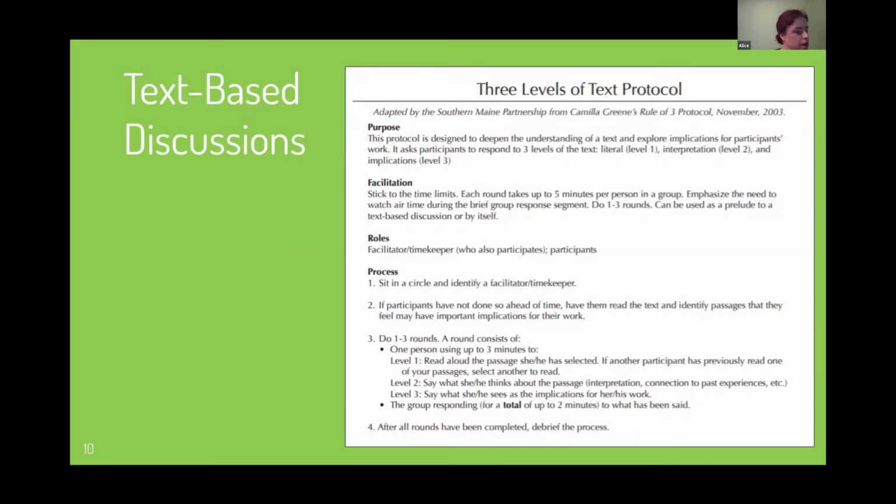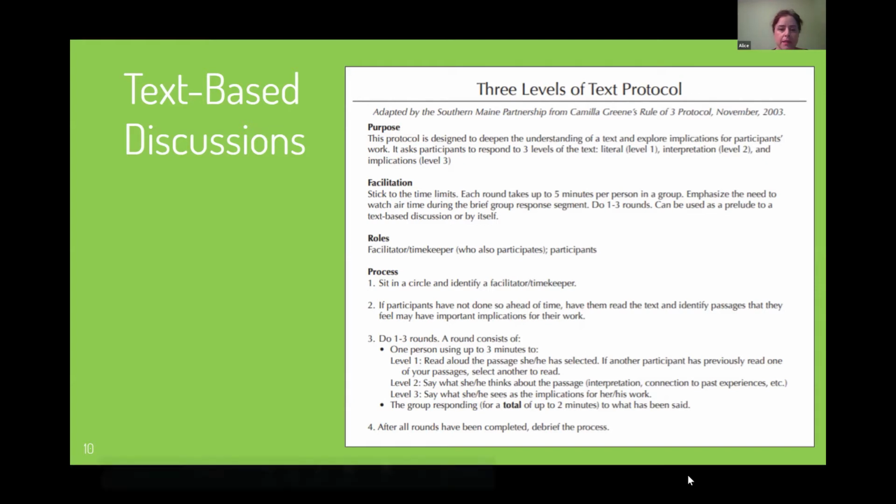Okay, so oftentimes in reflective practice groups, we'll explore an article or a chapter of a book, and oftentimes these readings are challenging. There is a lot to unpack. I really like this text-based protocol. It's called 3 Levels of Text. I like it because it helps you develop a deeper understanding of the reading, but it also helps you more readily connect the reading to your own practice and see the implications for your own practice.